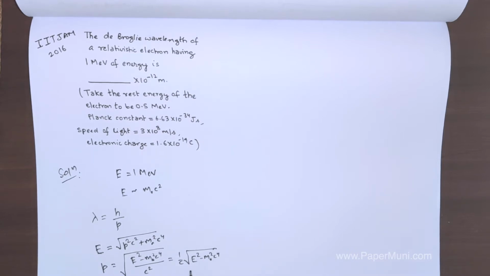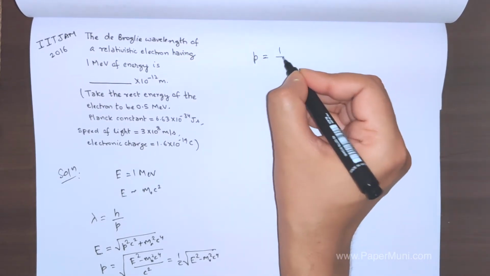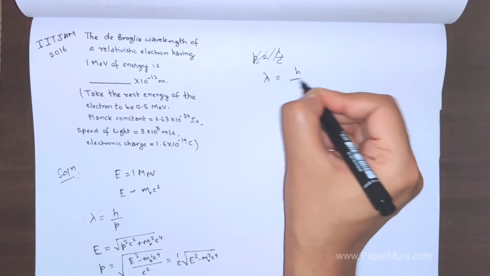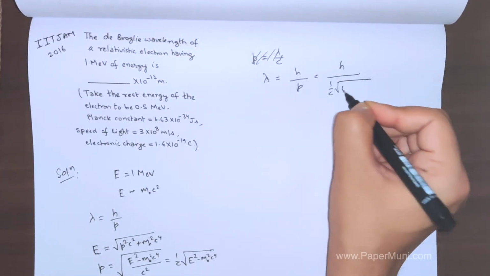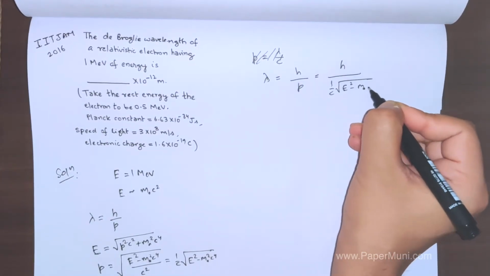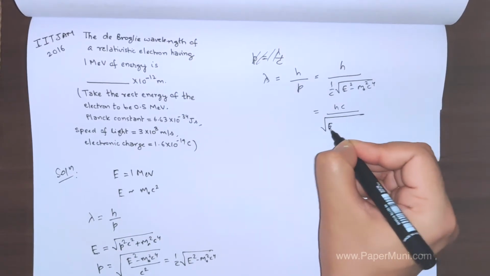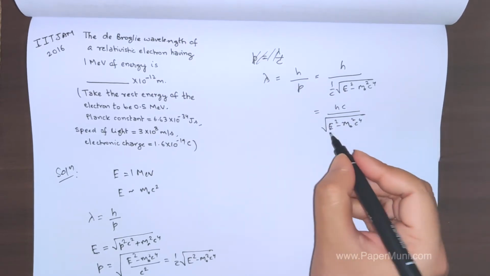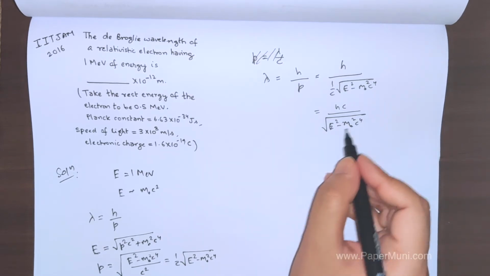So in this case you have the energy, you have the rest mass energy, and you get the momentum. So plug in the values. Let's directly write down the lambda. This is h by, instead of p, 1 by c root over E squared minus m naught squared c to the fourth. So this is hc by root over E squared minus m naught squared c to the fourth. So what we do is just plug in the values here.